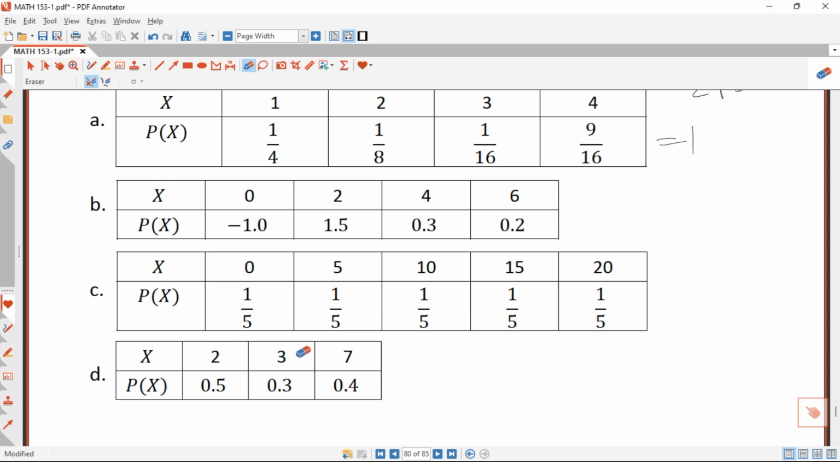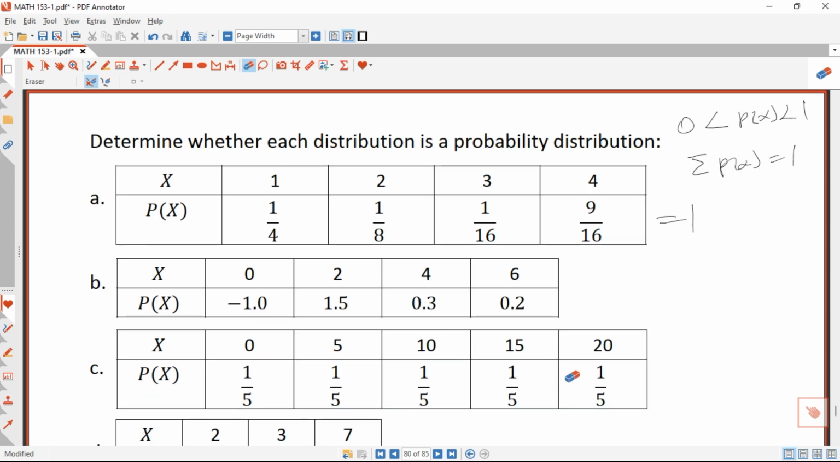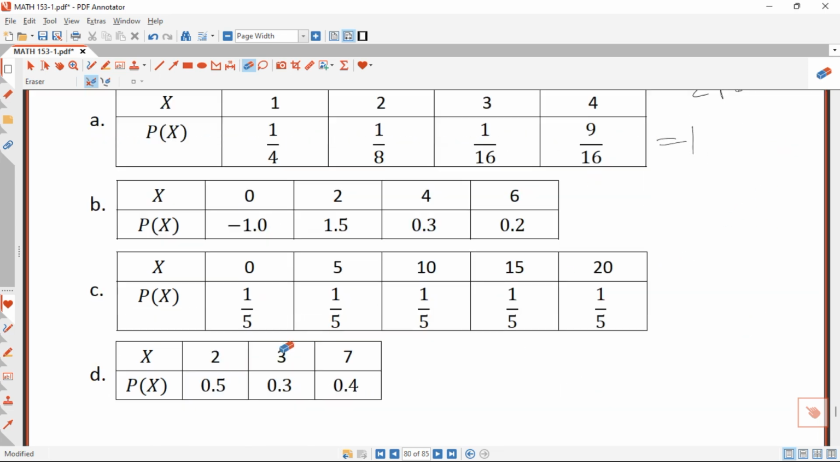We are having 2, 3, 7 to be the random variable. And here we are having 0.5 plus 0.3 plus 0.4. When you add everything here, we are getting 1.2. This one, the summation exceeds 1. So here, this D is not a discrete probability distribution. So that's the end for the discrete probability distribution.